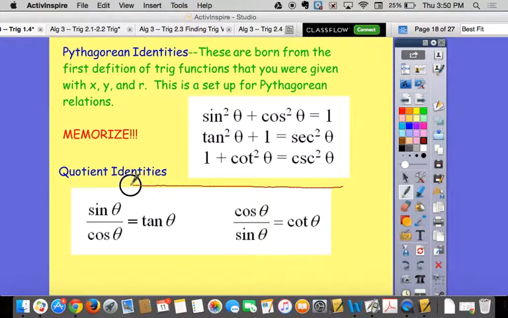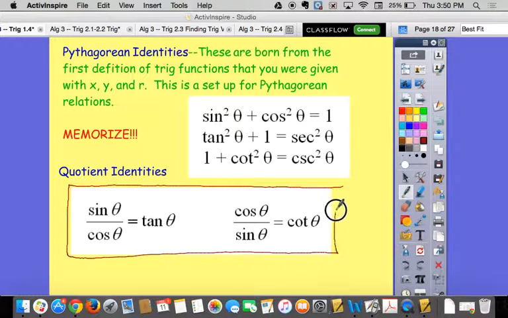We talked about quotient identities last time. Those help you in the unit circle when you're trying to find the value of tangent and the value of cotangent. So this is not new. You saw these in the last video. Let me show you where the Pythagorean identities came from, and it might help you remember.